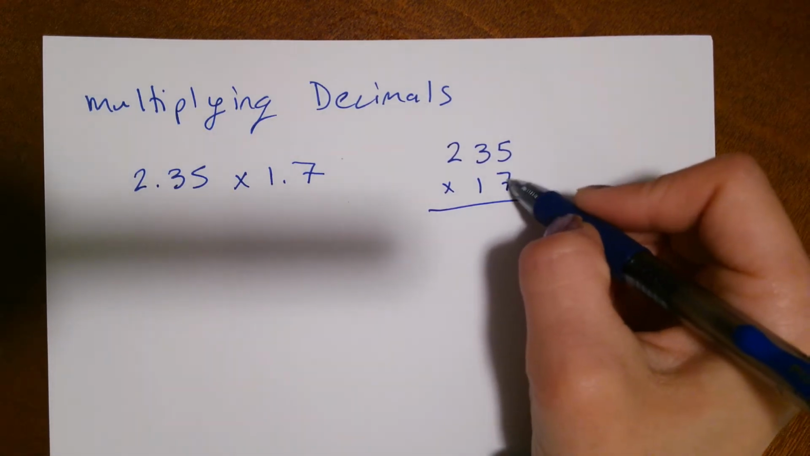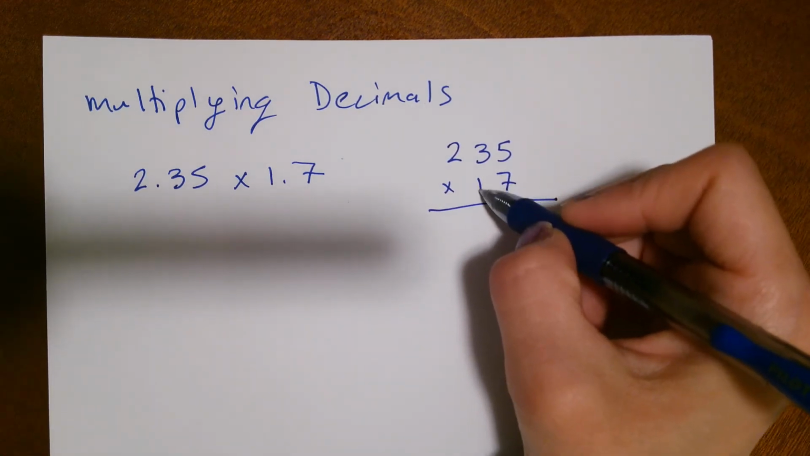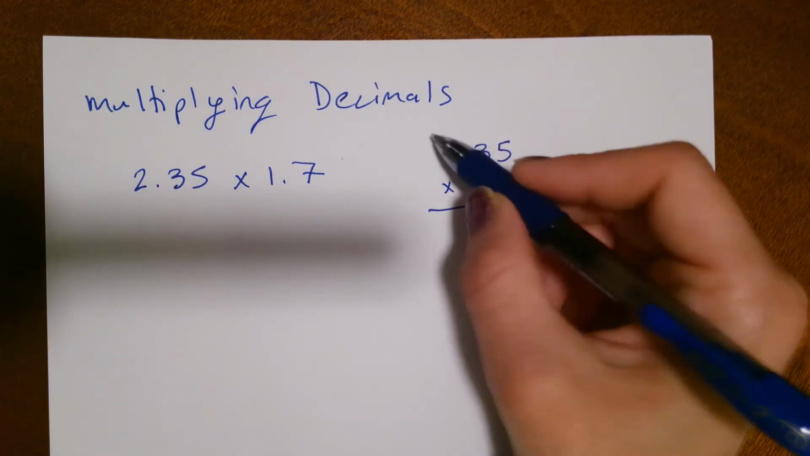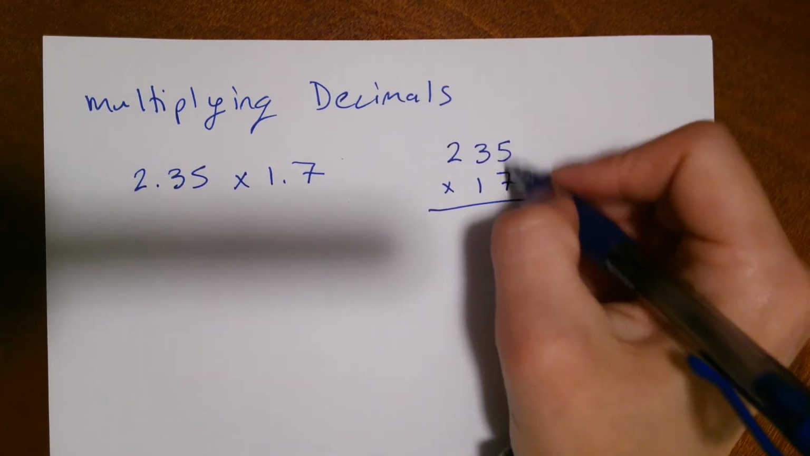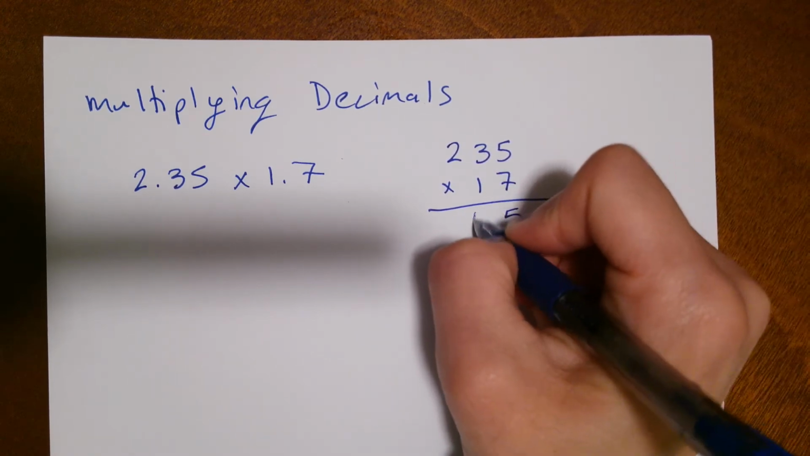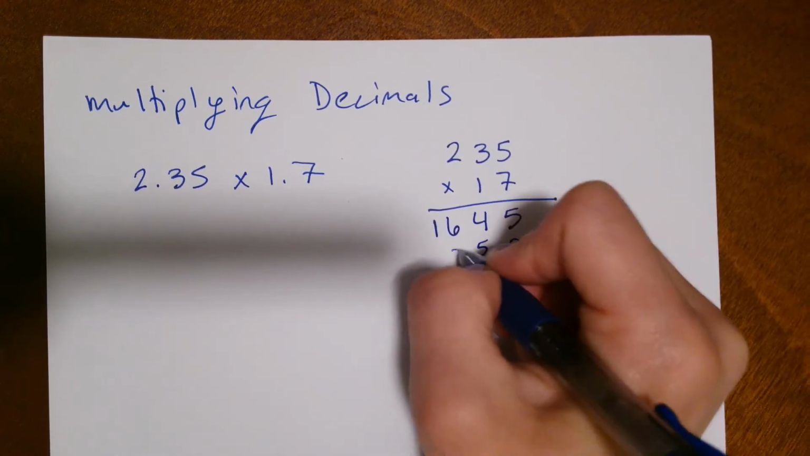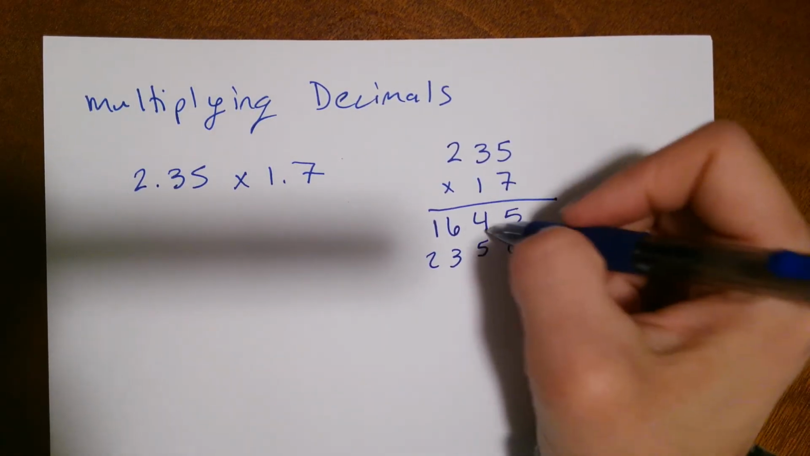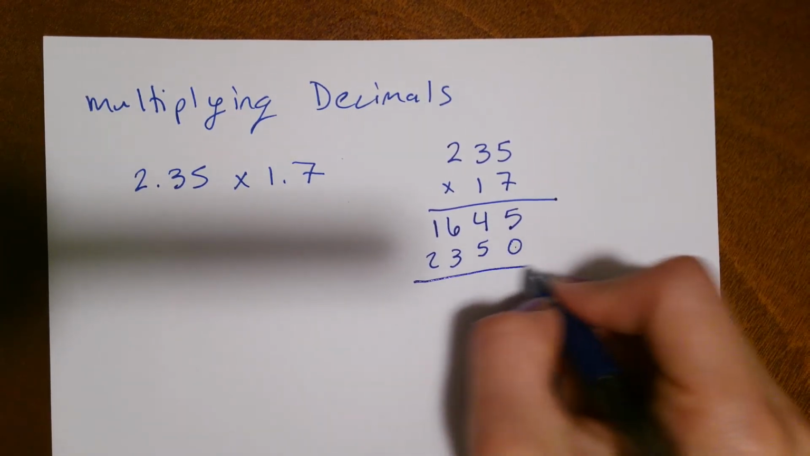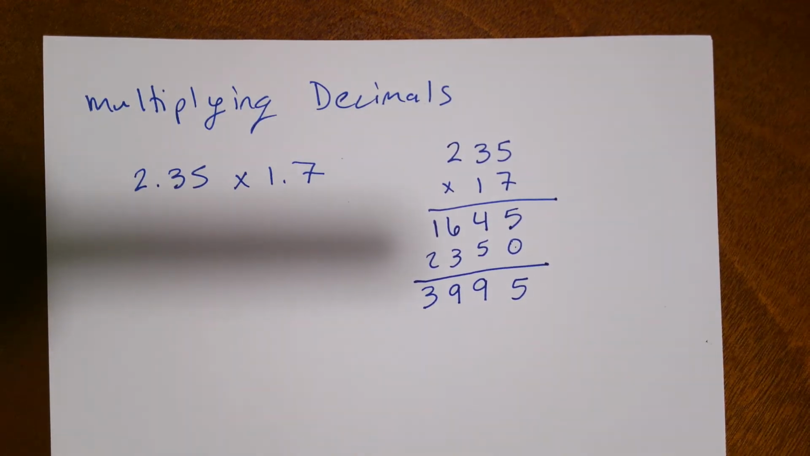So I'm going to start with my 7, multiply it times everything in the top row, and then I'll do the same thing with the tens, which happens to be a 1, and multiply that times everything in the top row and add. So 7 times 5 is 35, carrying my 3, it's 21, so 24, carrying my 2, I get 16, 0, 5, 3, 2, right? 5, 4, yes, all those things. So add them together, I get 3,995.